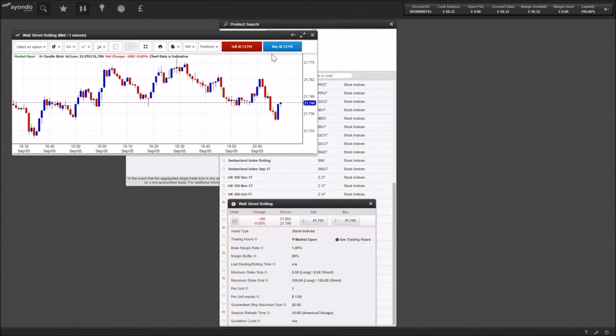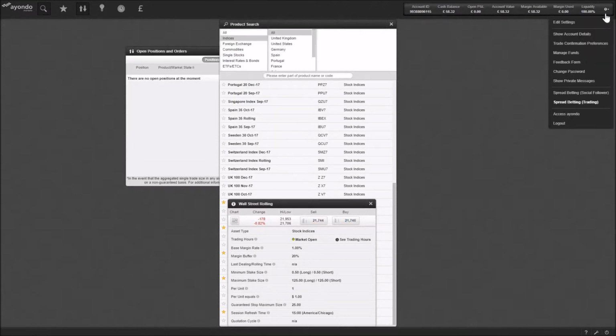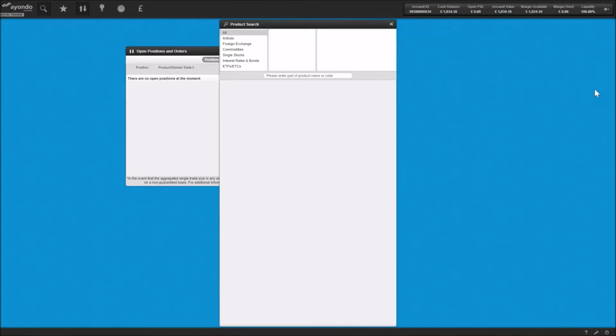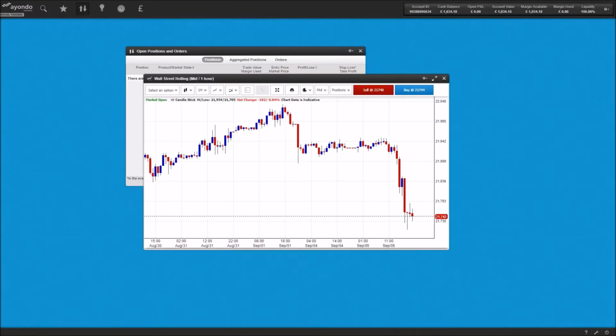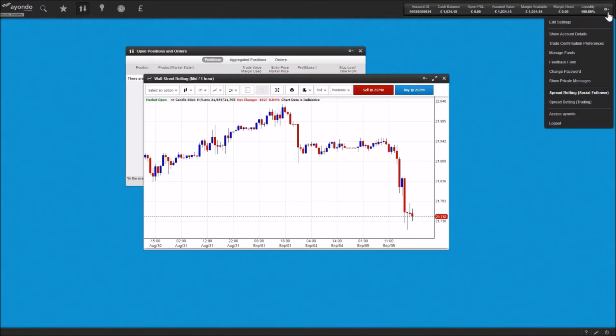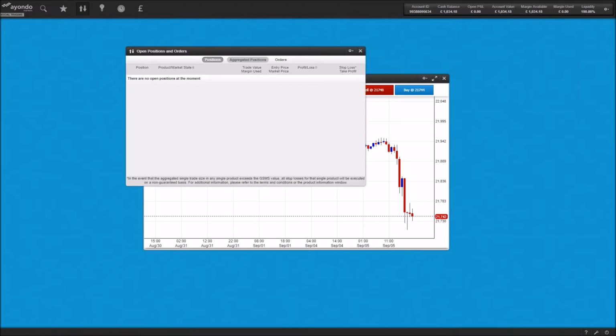So we've got a spread of a couple of points rather than the 4-point spread we had in our social follower account. But hopefully you can see it's really easy to flip between following people and doing your own trading. And of course, if there are trades in there, like if I hadn't closed out those trades before we came into this, if there are trades in there that I don't agree with, I can close the trade out.